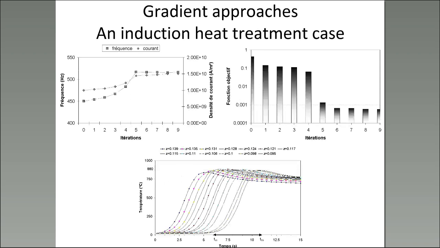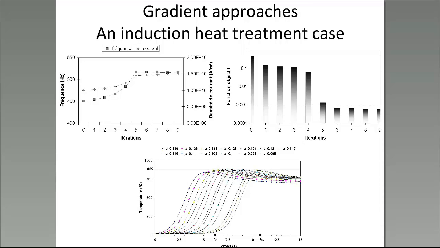So here, if you have a look at the temperatures shown on the bottom of the slide, you see that the temperature in the area close to the surface follows a given path, which is the path aimed at by the industrial partner who wanted to heat treat his parts. And you see that we have converged in that case in about 10 iterations.